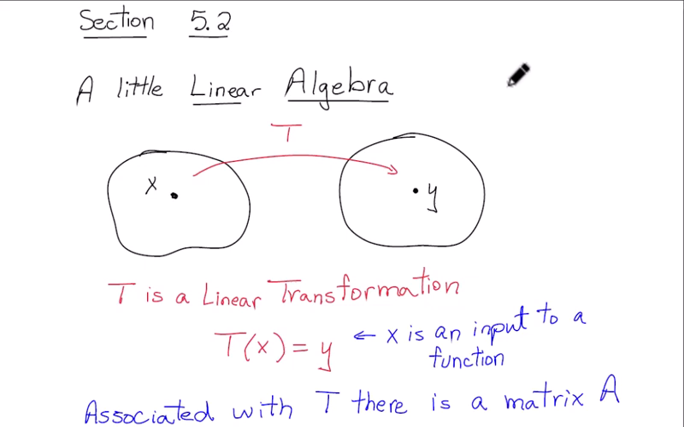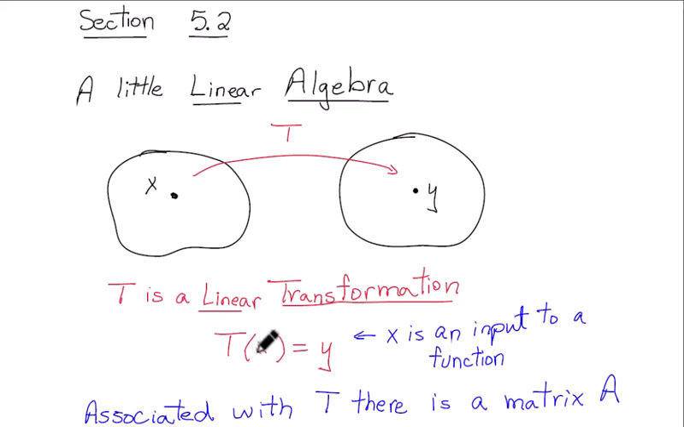So, in linear algebra, let's say I've got two sets. I've got a set here which has an x in it, and another set over here which has a y in it. This could be from R3 to R3, R2 to R2, or Rn to Rm. T is a function that goes from one to the other. In linear algebra, we call it a linear transformation. So a linear transformation takes an input x and maps it into y.